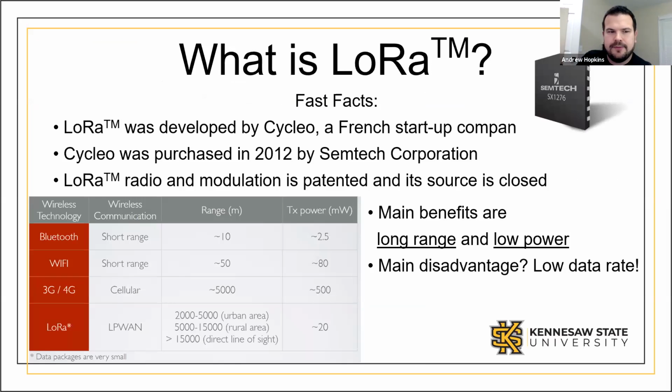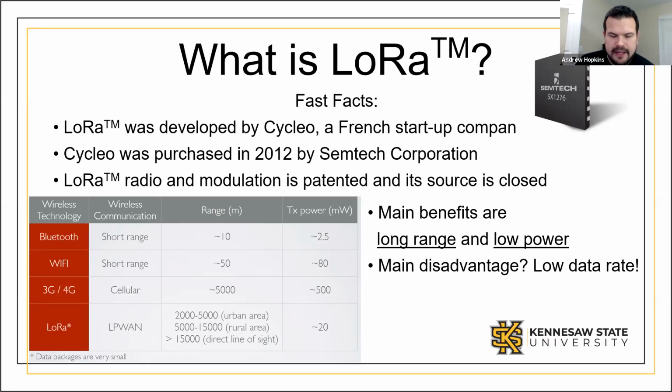Some real fast facts for you. LoRa was developed by Cycleo, a French startup company. It was purchased by Semtech in 2012, and it is patented. So if you're planning on building a LoRa system, you're going to be using Semtech's chips. The big advantages are long range and low power, with the main disadvantage being the low data rate.